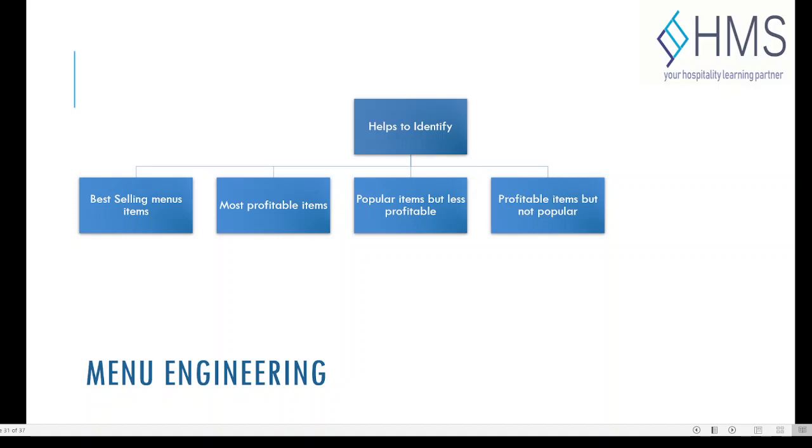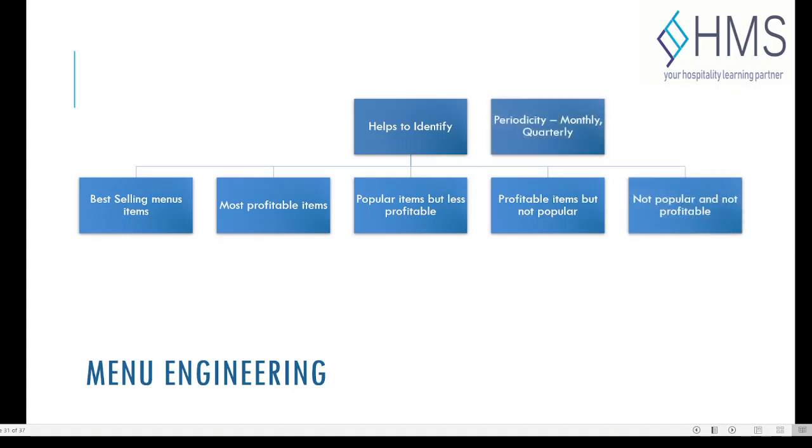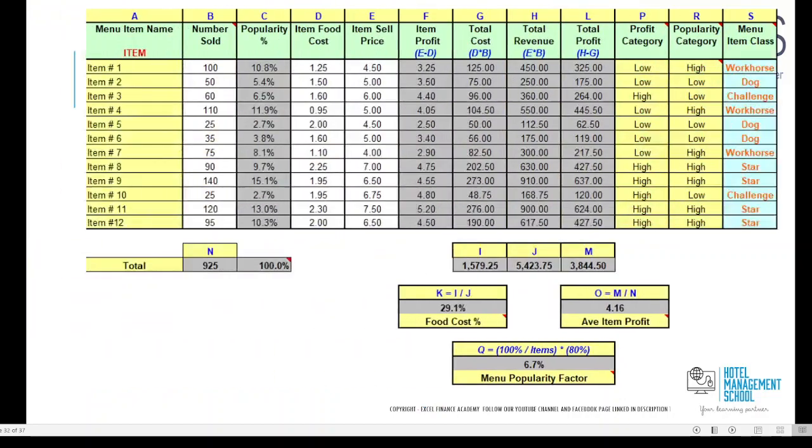It helps to understand the best-selling items, popular items, profitable items, and not profitable items. This is an example of how we calculate that. For every item, we calculate the popularity based on the quantity sold. So we check how much total item we are selling, and what the average is. The formula usually is to get the popularity index by n divided by the number of items.